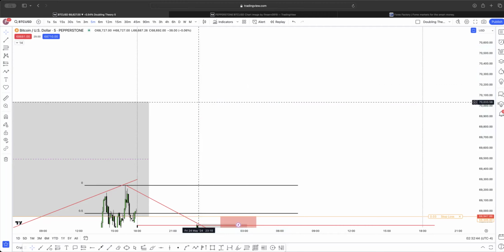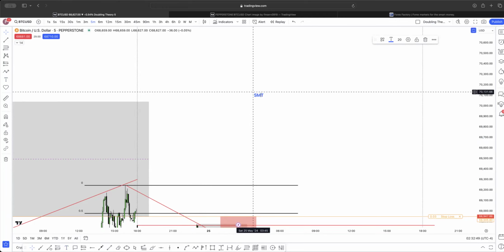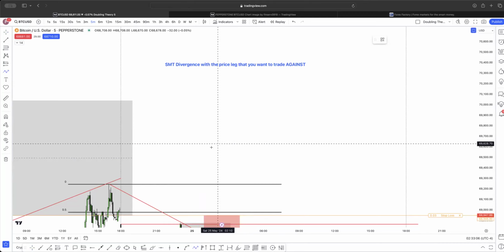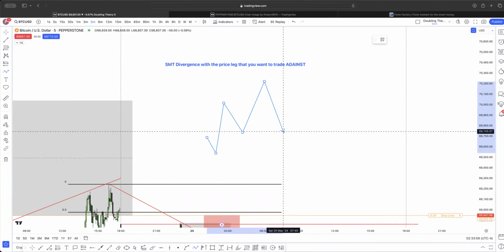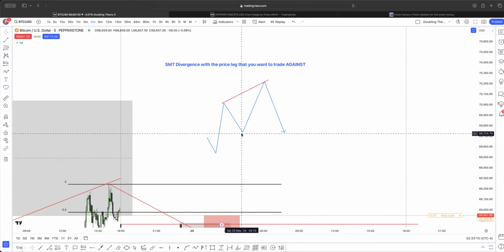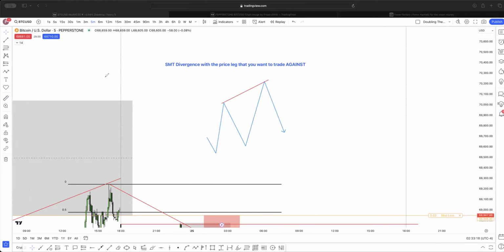So first of all, to really understand the market maker model, you must understand SMT divergence, and not just any SMT divergence. You must have SMT divergence with the price leg that you want to trade against. So what does that mean? It means that if you have an SMT divergence like so, the market maker model is going to be from this high up until this low.